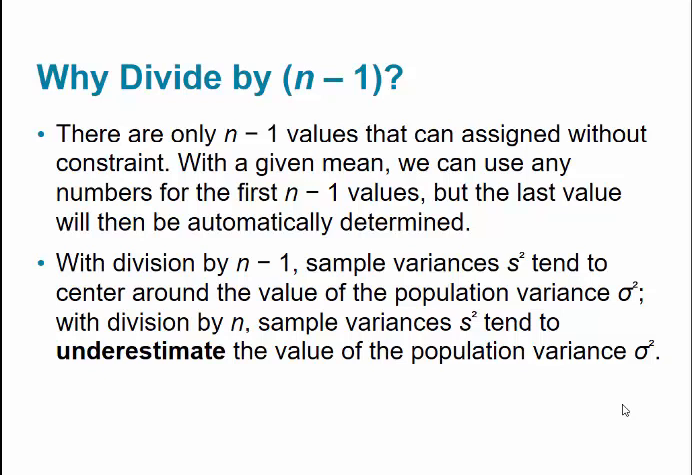Now, why do we divide by n minus 1? This is what they call degrees of freedom. There are only n minus 1 values that can be assigned without constraint.